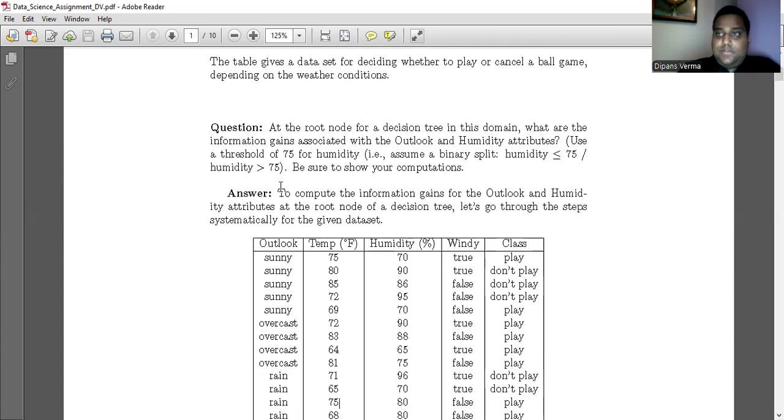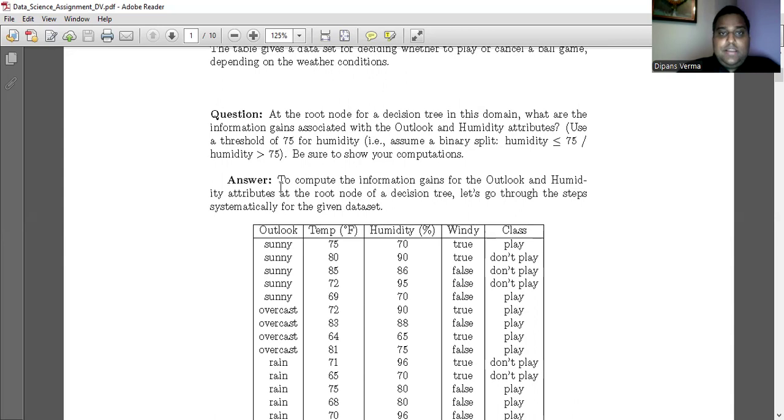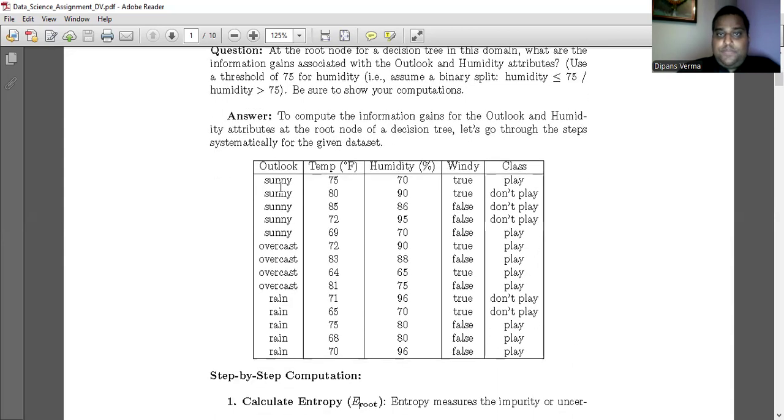So let's check the answer for this question. I will explain it step by step. First of all, we can take a review of the data set. We are given the columns outlook, temperature, humidity, windy, and class. For outlook, we have three categories of weather: either sunny, overcast, or rainy.